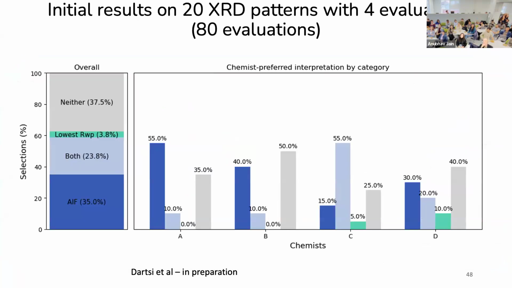So we did 20 XRD patterns with 4 evaluators, and then we asked the evaluators: do you like the result from the automated interpretation framework, the AIF? Do you like the one from the DARA, which is the lowest Rwp? Do you like both of them? Do you like neither of them, et cetera? And they definitely prefer the one from the artificial intelligence, which was used to re-rank the numerical scores to ones that had chemical intuition in it, over ones that didn't have any chemical intuition involved at all and were just a straight numerical score.